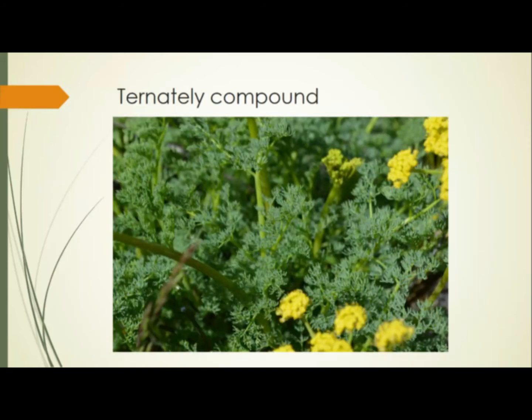Now, I did say they could be highly dissected. Here's one that's ternately, or 3 times compound. We have this main rachis running up here. That then branches again, and that branches again before you find any leaflets. So they can be highly dissected. It looks very ferny. You can see how it takes on that fern-like appearance in this lomatium, which is really a flowering plant, not a fern at all.